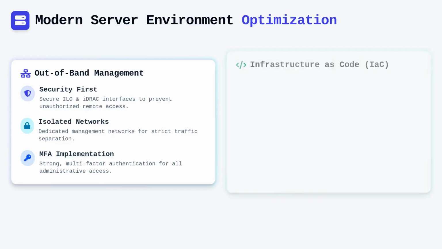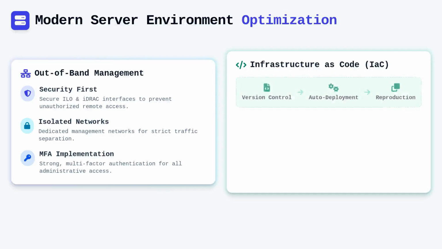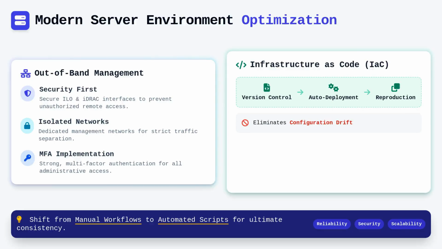To achieve true consistency, move away from manual configuration toward infrastructure as code practices. By defining your server environments in version-controlled scripts, you can reliably reproduce a server setup from scratch, eliminating the configuration drift that plagues manual administrative workflows. This shift in methodology not only improves transparency but also drastically reduces the probability of human error during system updates.